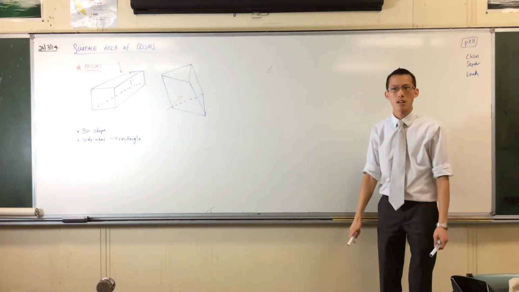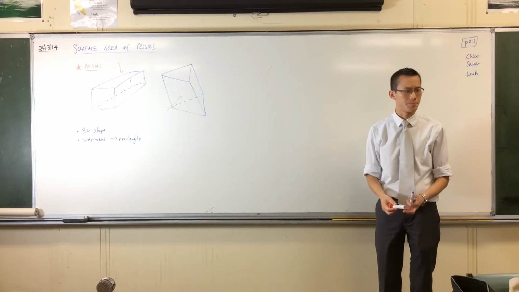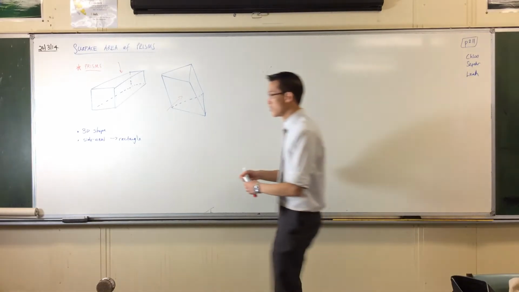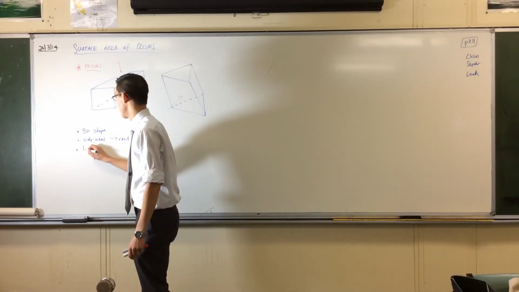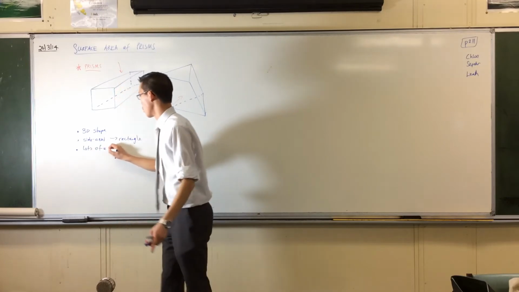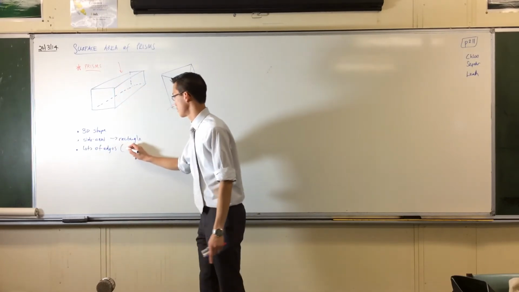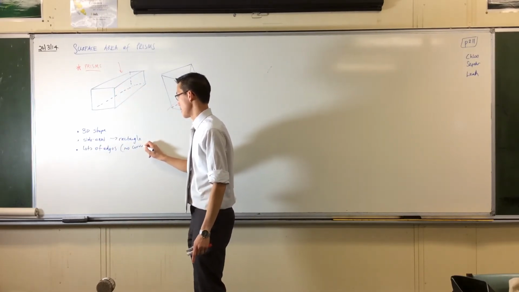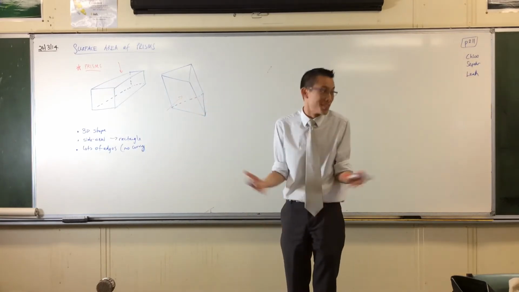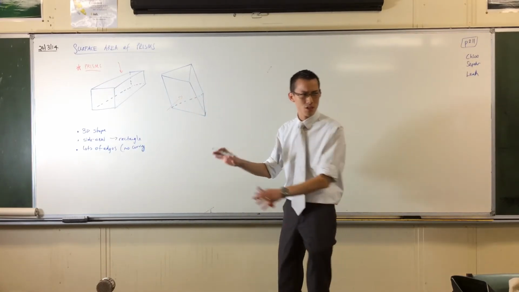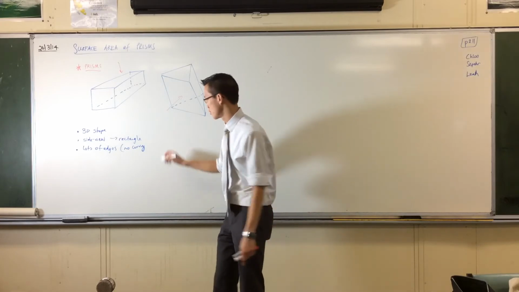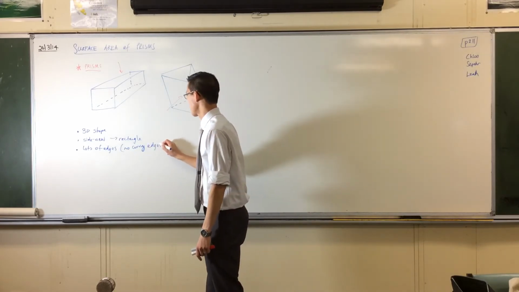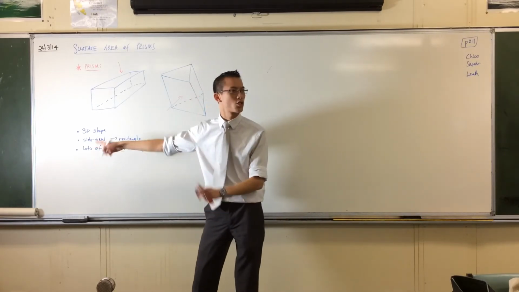Anything else? There's edges. There are lots of edges. And actually, that's kind of important. There can't be any curvy bits. What about a cylinder? Yes, a cylinder. A cylinder is a cylinder, not a prism, which is interesting. It's very, very close. I suppose we should say lots of straight edges.